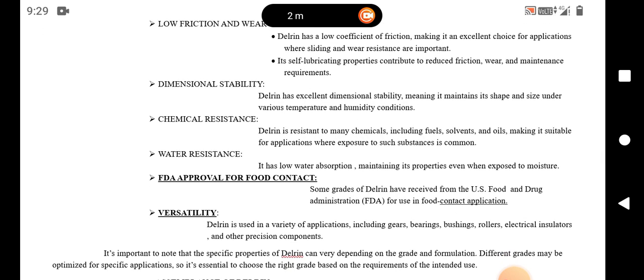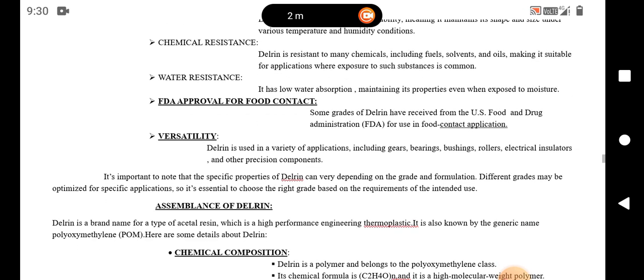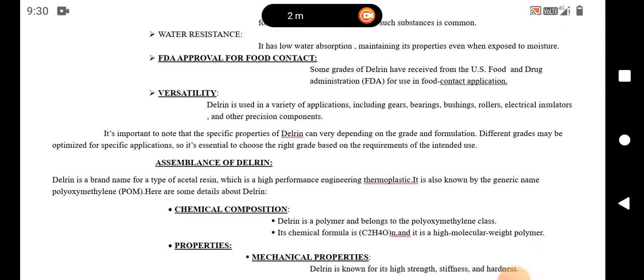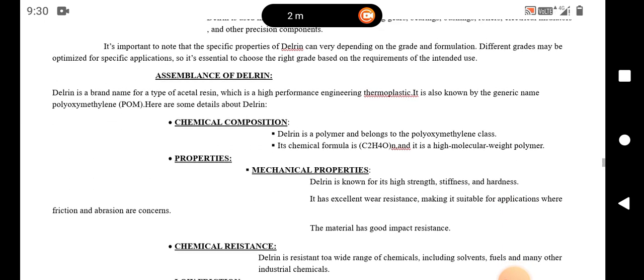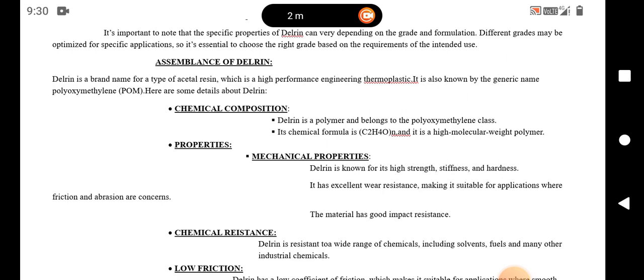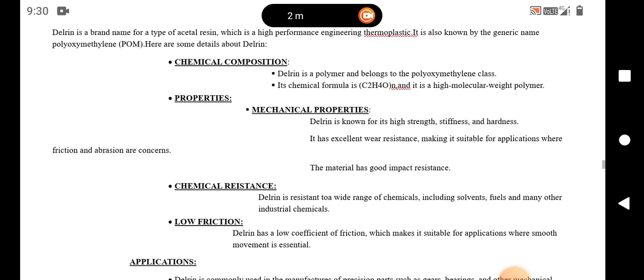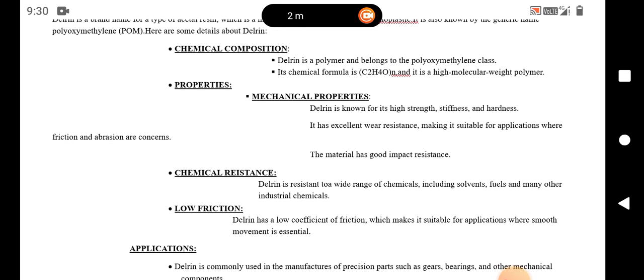It has low water absorption, maintaining its properties even when exposed to moisture. Overview of Delrin. Delrin is a brand name for a type of acetal resin. It is a high performance engineering thermoplastic. Chemical composition. Delrin is a polymer belonging to the polyoxymethylene class. Properties. Chemical resistant, low friction.